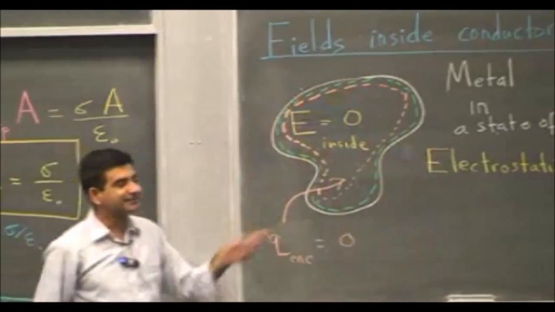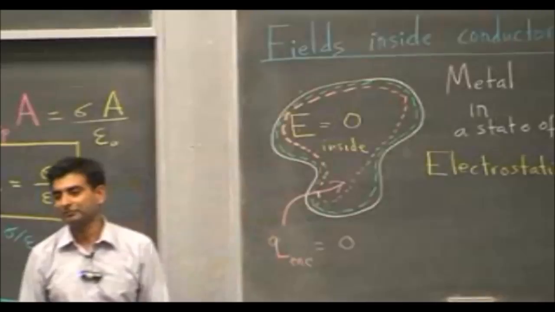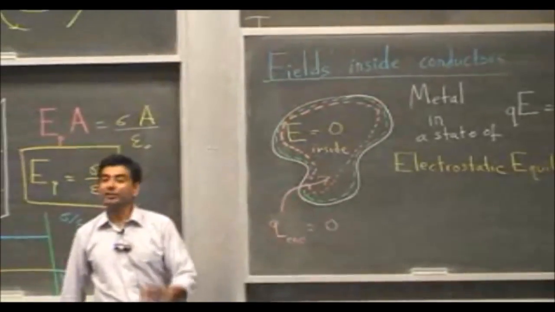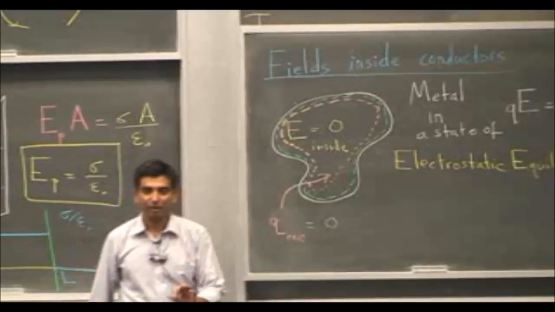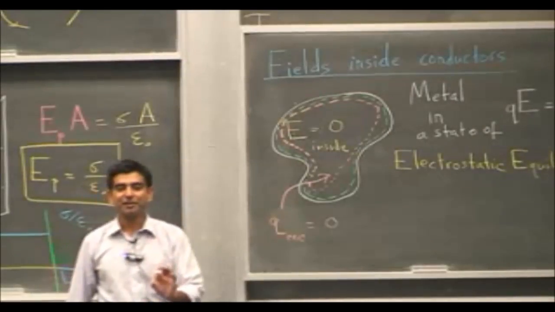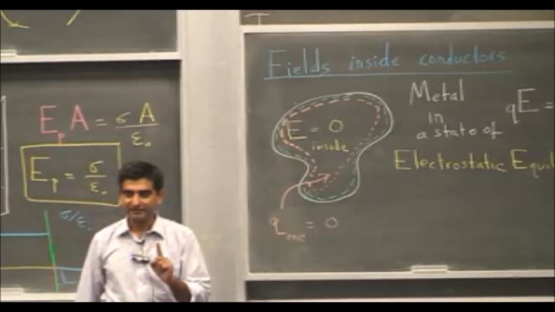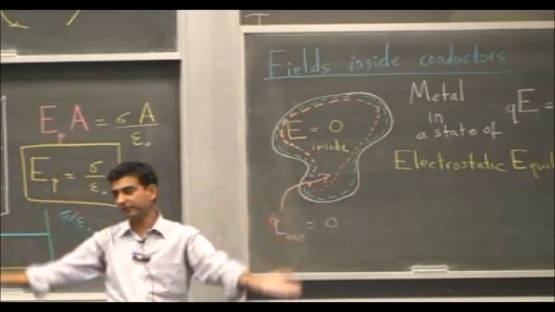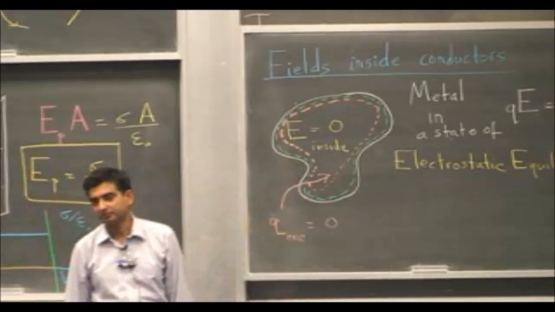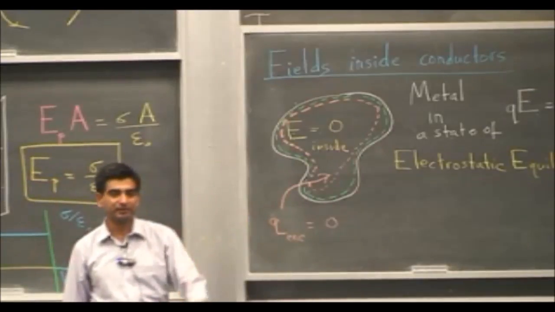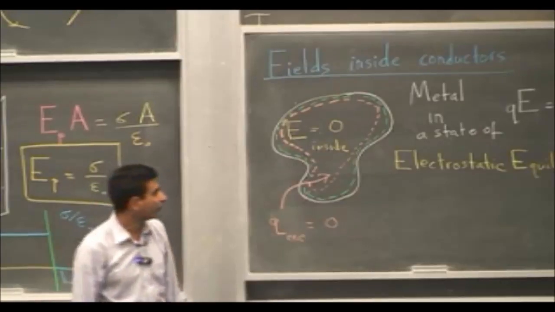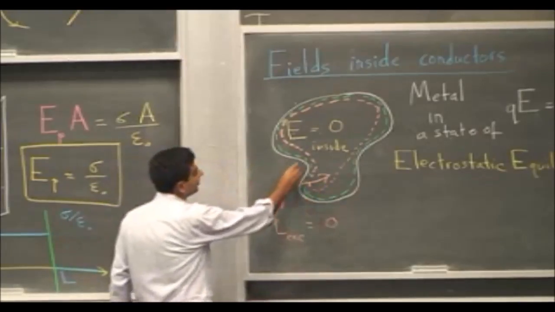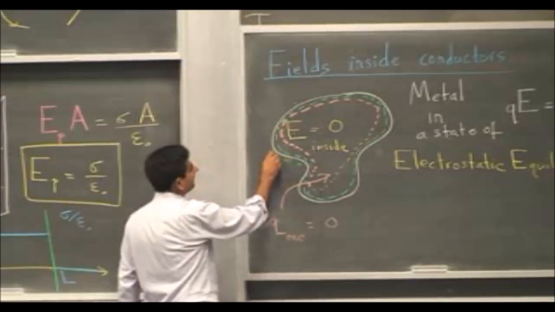Still the charge inside this green Gaussian surface will be 0 because the electric field inside the conductor is 0. So the only possibility of storing charge on a conductor, therefore, is that the charge is stored on the outer surface of a conductor. It just resides on the outer surface. If I were to put charge on this conductor, all of that charge will go on the outer surface.